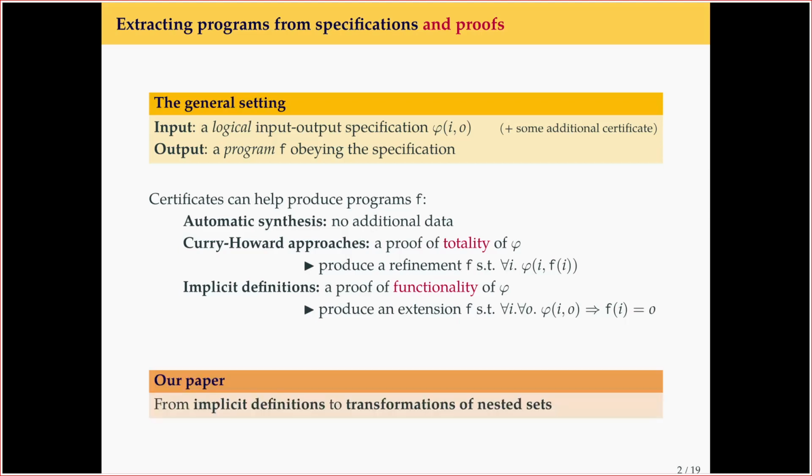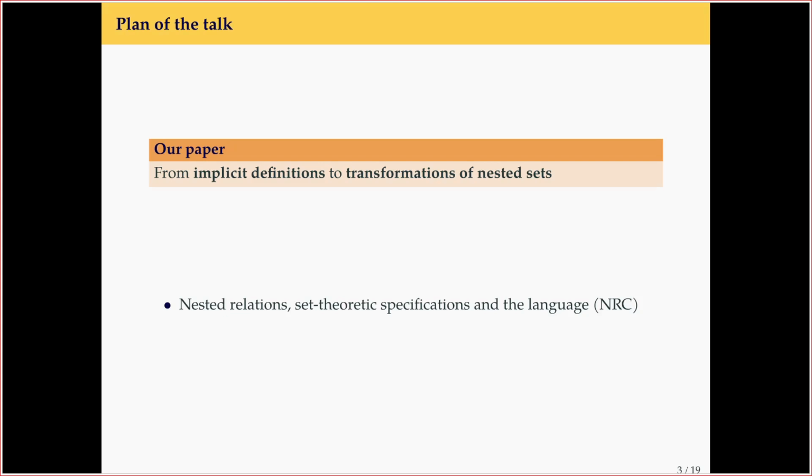In a nutshell, our paper is concerned with this latter scenario where programs are taken among a class of tractable transformations between nested sets. These nested transformations are meant to operate on particular databases where relations can range not only on tuples of atomic data, but also on sets and relations.